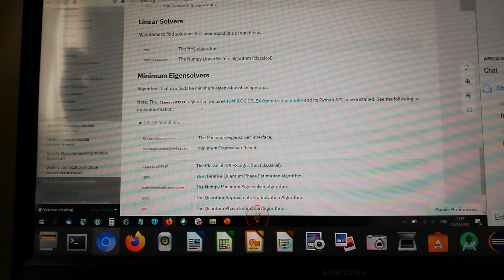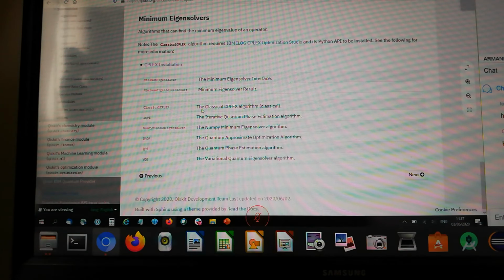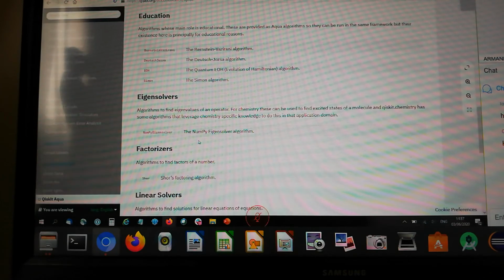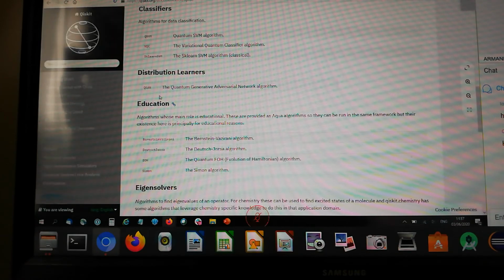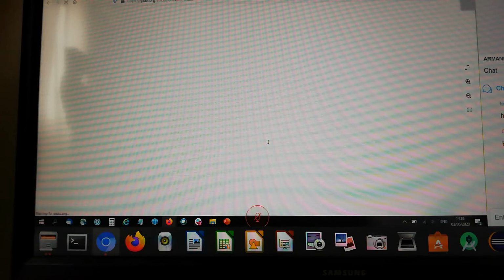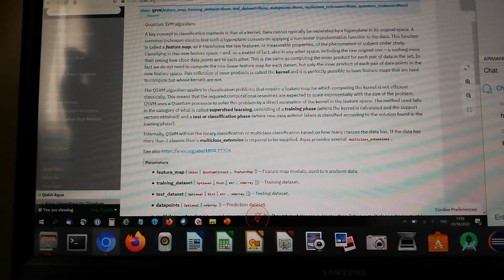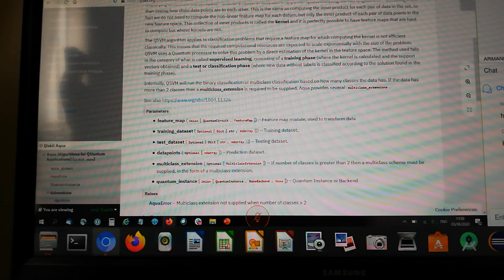The variational quantum eigensolver, which is used in chemistry and optimization as well, and of course the quantum phase estimation that I showed previously. So these are ready to use algorithms, so let's click on one of them. The QSVM, for instance. If you click on that one, you can see some explanation. What does it do? What are the parameters? And what is the result?